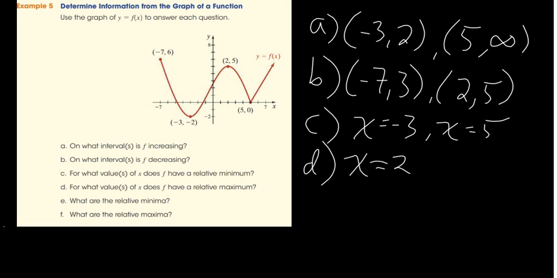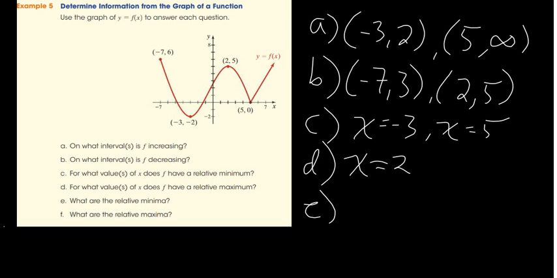And then E reads, what are the relative minima? That's pretty easy, because for the relative minimum we gave the x values. Now we're just going to give the coordinate. No, it says what is the value, sorry. So we're actually going to give the y value. What are the relative minimum values? So what we would say is E, we have a relative minimum at -2 and at 0. That is the value of it.